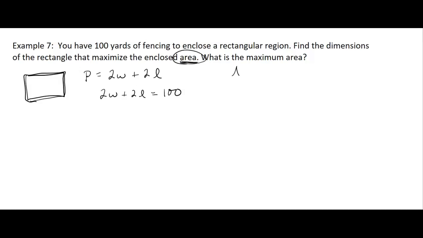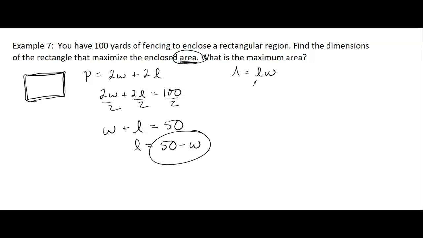But now let's think about area. How do you find the area of a rectangle? Well, it's the length times the width, right? Okay, so I'm going to have to go with either L or W. I don't know that it really matters. You could have done it X and Y, but I'm just going to go with the W. I'm going to divide everything by 2 just to make my life easier. So 1 width plus 1 length would equal 50. And now if I'm going to do things in terms of W, then I'm going to say L is equal to 50 minus W.